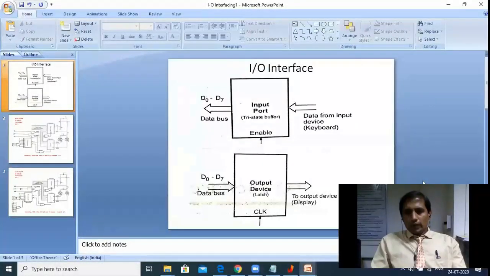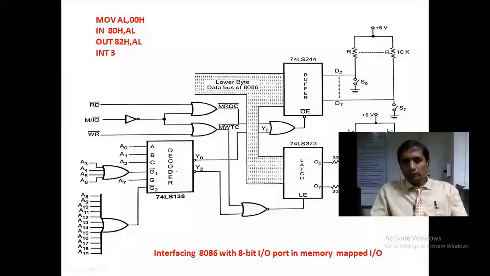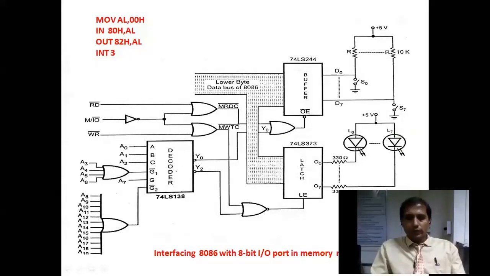Okay, now the other diagram, if you observe once, the last one. Now it is interfacing 8086 with an 8-bit input port in memory mapped IO. See what is the difference? Same diagram. We are not changing the buffer, we are not changing the switches, we are not changing the LEDs. Every arrangement is the same. But the only thing is here we are adding additional address lines.